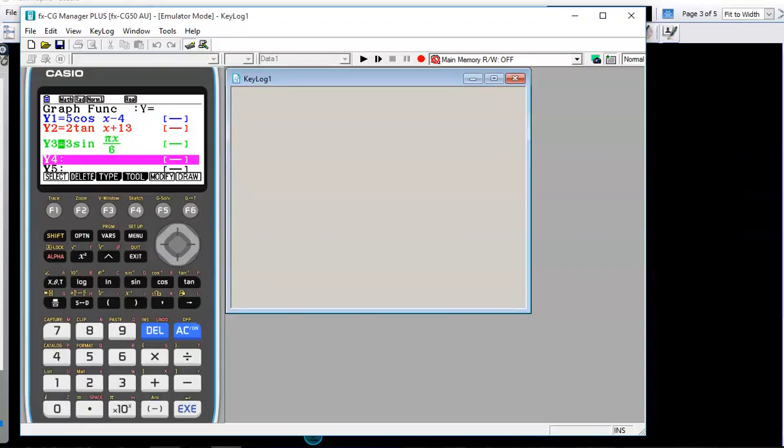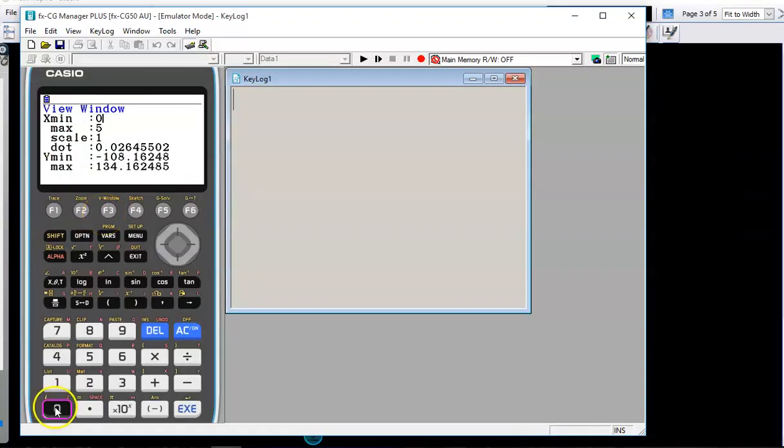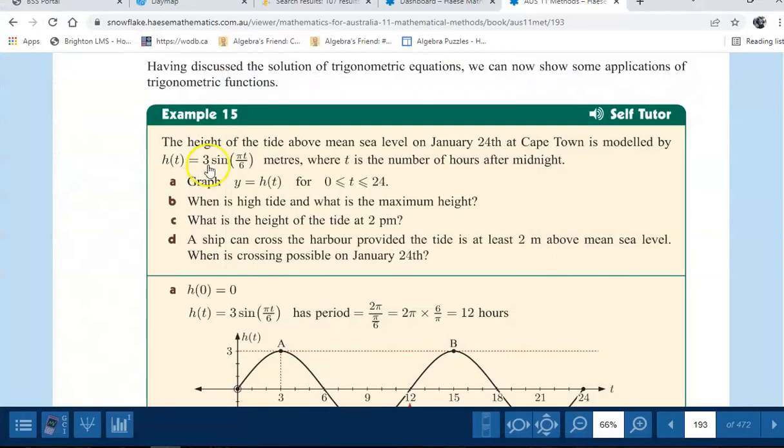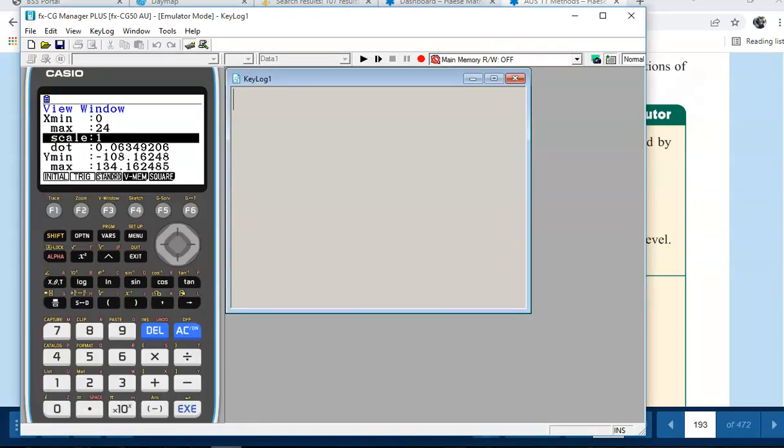So we're going to adjust our scale. So shift, view window, 0, 24. Yeah? Now we could adjust our Y values if we really wanted to. I don't want to. Okay? I want the calculator to do it all. But if we wanted to, what would be my max and min? 3 and minus 3, right? So if I really wanted to, I could, but I'm not going to. That's going to be nutso when I first graph it, right? Look at that, minus 108 and 131. So I'm probably not even going to see anything. It's going to be a speck.